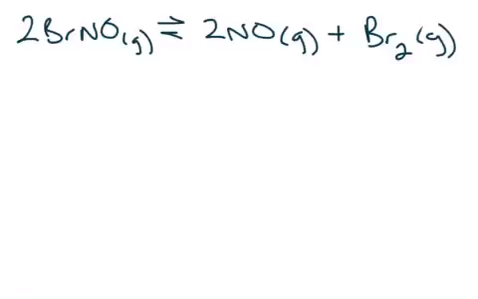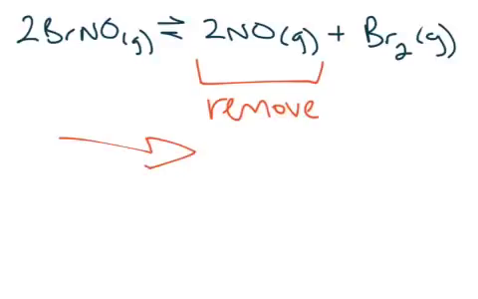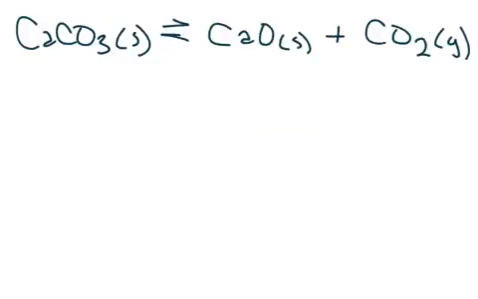If we decide that we are going to remove nitrogen monoxide, now our issue is we do not have enough NO. The only way to replace NO is to have the BRNO break down and decompose to replace what we've lost. So in a removal situation, the stress is the opposite problem. If we don't have enough NO, the reaction shifts to the right to replace what was lost.